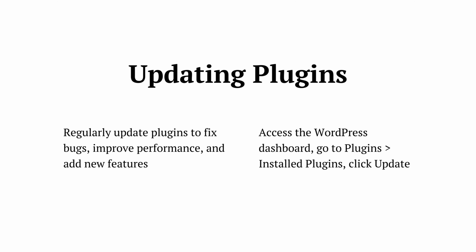Updating your plugins can help you fix any bugs, improve performance, and add new features to your website. You can update your plugins from your WordPress dashboard by going to plugins, then clicking on install plugins, and then clicking on the update button next to each plugin if it appears.